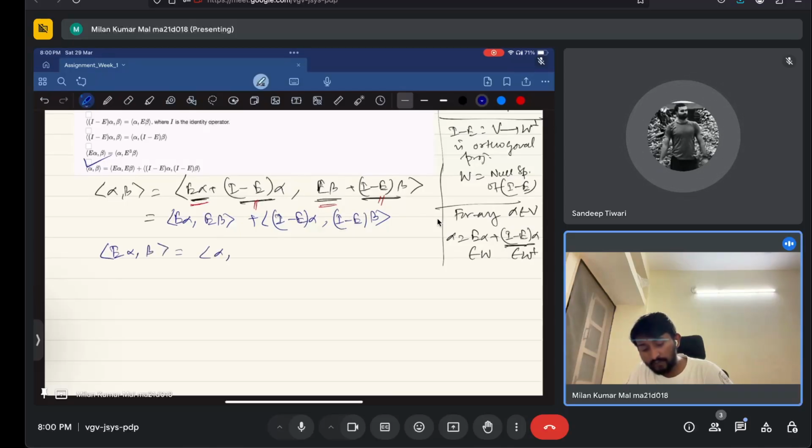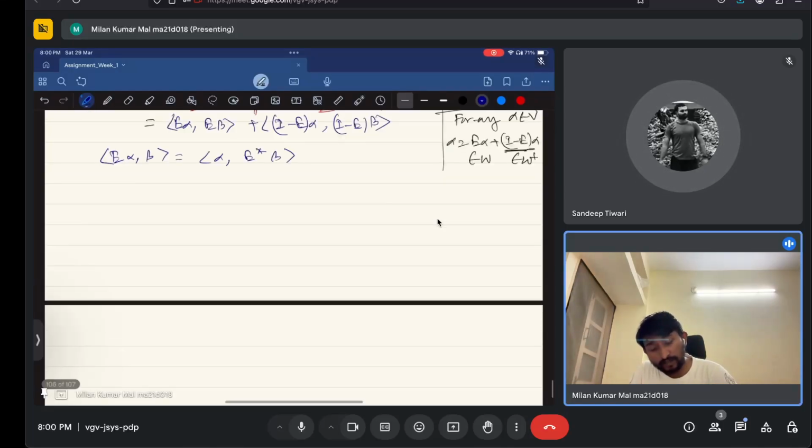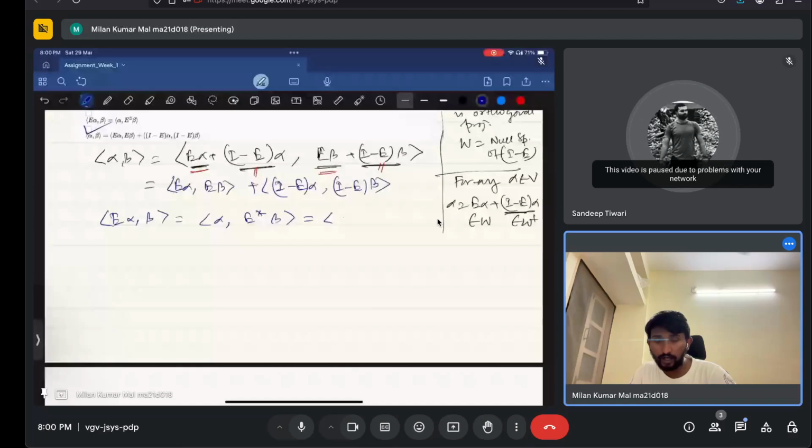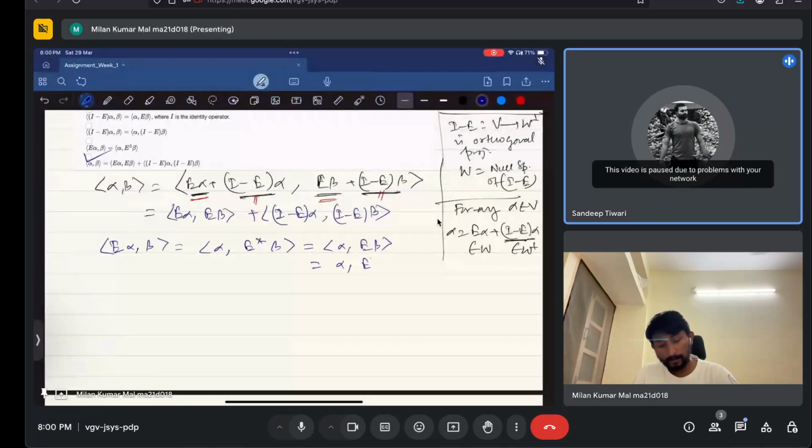As I have said E is self-adjoint, so E alpha with beta must equal alpha with E star beta, because by definition of T adjoint, if it exists, then T alpha with beta equals alpha with T star beta. So here it is. This one equals this, but also we know that E is self-adjoint, so this is the one. But also we know that E is idempotent, so I can multiply E square, E equals E square. E is idempotent, that means E square equals E.